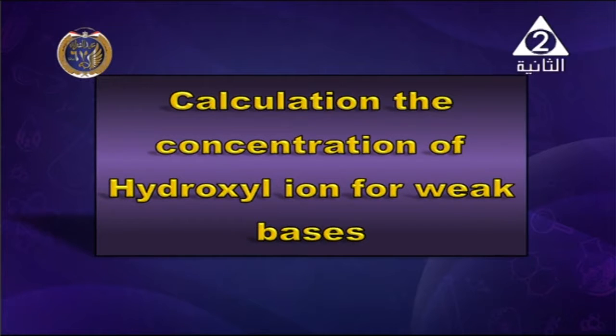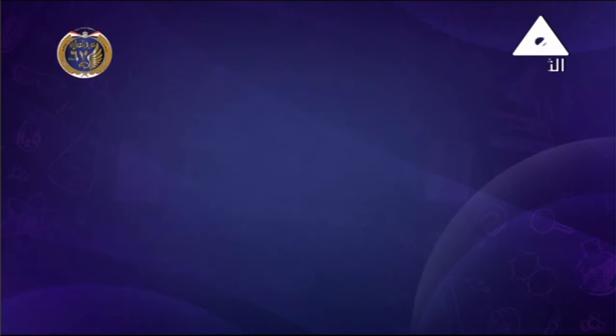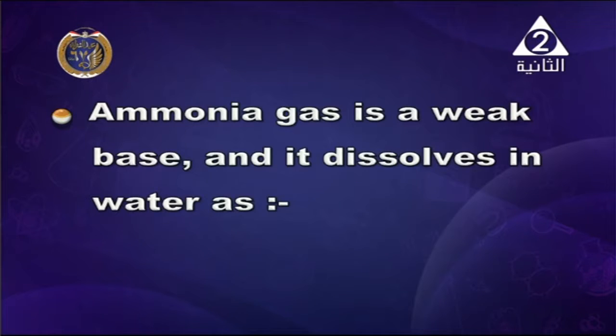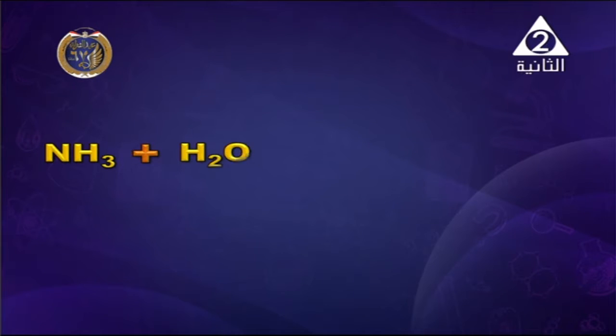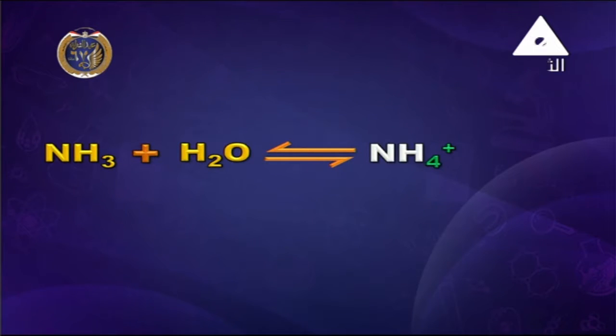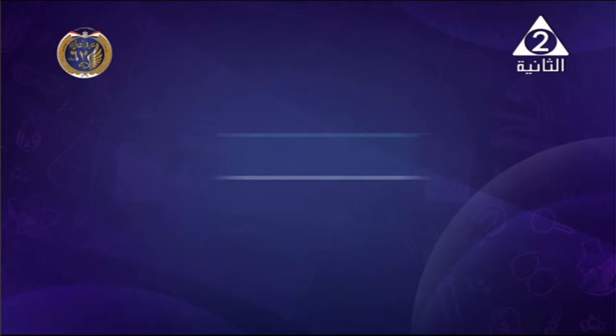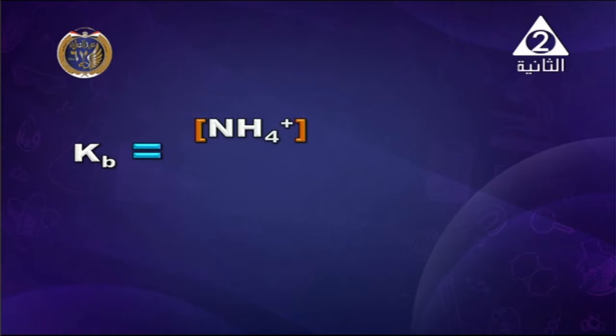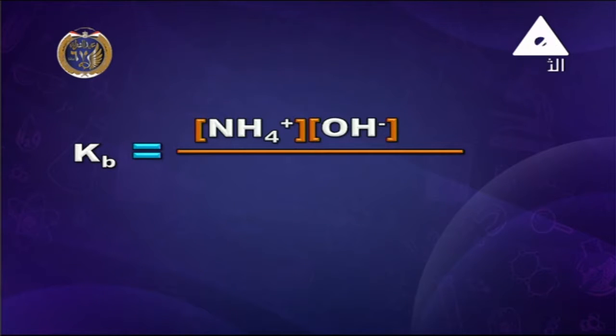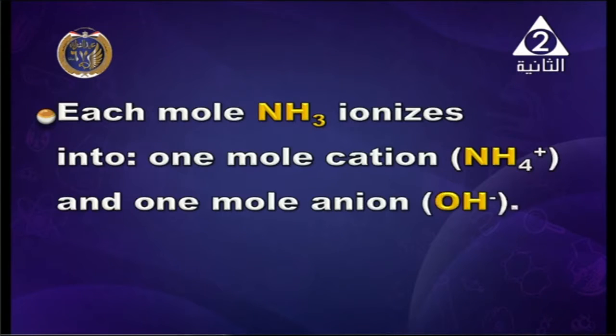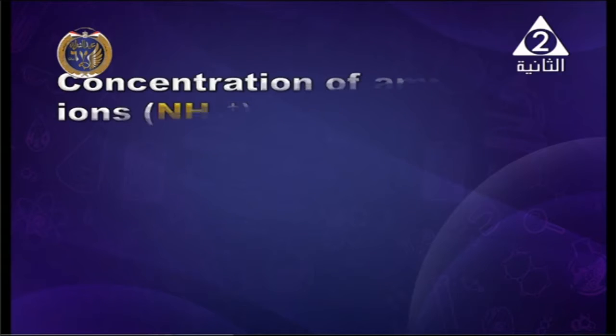Calculation of concentration of hydroxyl ion for weak bases. Ammonia gas is a weak base and it dissolves in water, giving ammonium ion and hydroxyl ion. So at equilibrium, Kb equals concentration of ammonium ion times the concentration of hydroxyl ion over the concentration of ammonia gas. Each mole of ammonia gas ionizes into 1 mole of cation, ammonium ion, and 1 mole of anion, hydroxide ion.